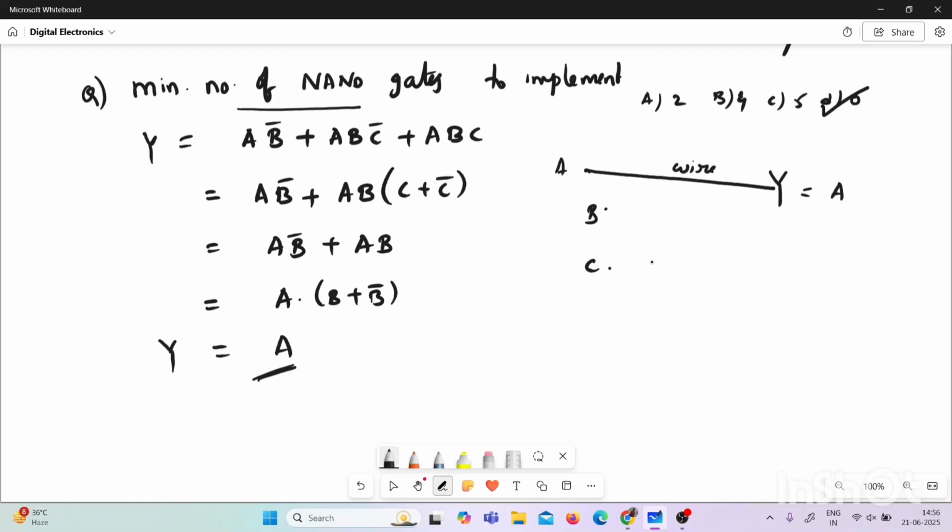Now the simple question is, why are we minimizing this logical expression, or what are the advantages of minimizing it? We will see in the next video.